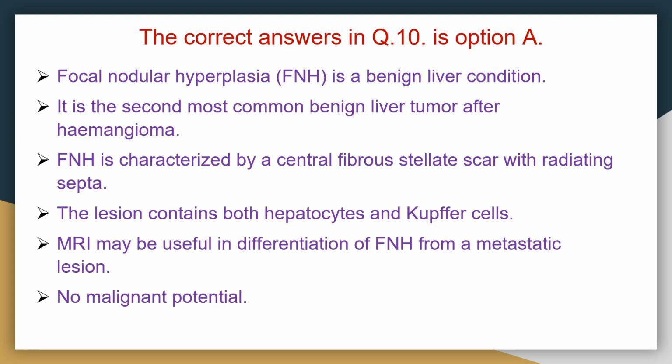Microscopically, there are cords of hepatocytes divided by multiple fibrous septa originating from a central scar. Contrast CT or MRI may show the central scar and a hypervascular lesion. The lesion contains both hepatocytes and Kupffer cells. MRI using liver-specific contrast agents such as gadoxetic acid or superparamagnetic iron oxide, which is taken up by Kupffer cells, may be useful in differentiation of FNH from a metastatic lesion. There is no malignant potential in FNH.